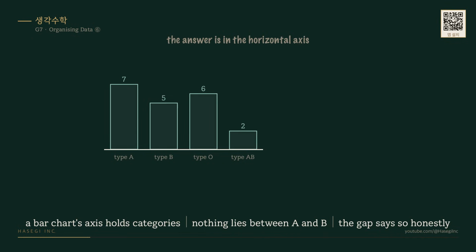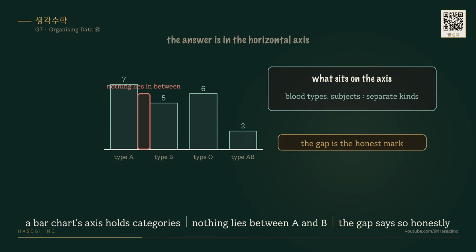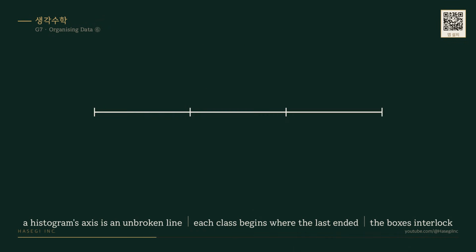The answer is on the horizontal axis. A bar chart's axis holds separate categories, blood types, or favorite subjects, things that do not run into each other. There is nothing between type A and type B. So separating the bars is the honest thing to do. The gap means exactly that. Nothing lies in between.